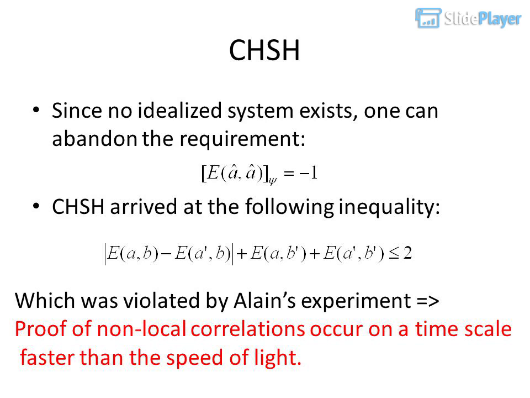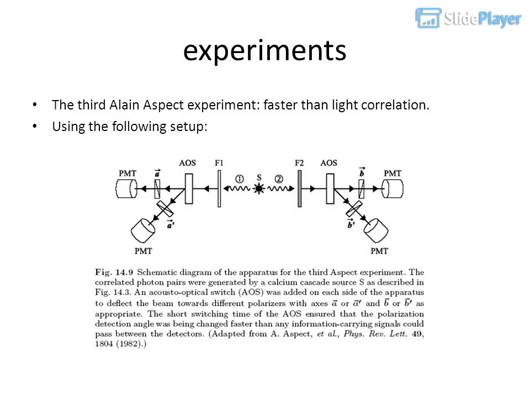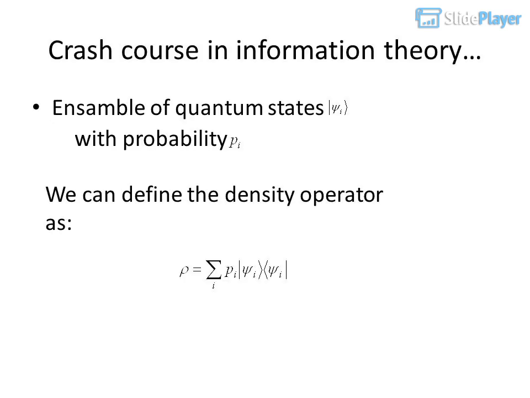CHSH. Since no idealized system exists, one can abandon the requirement. CHSH arrived at the following inequality, which was violated by Aspect's experiment. Proof of non-local correlations occur on a timescale faster than the speed of light. Experiments. The third Alain Aspect experiment, faster than light correlation. Using the following setup.